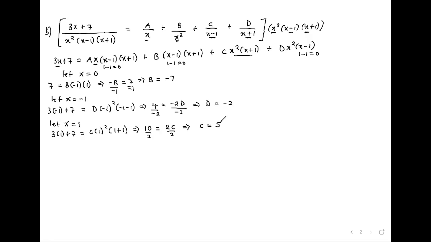So what have I said? If we let your own choice, any number that won't affect this equation here. Let's say x is equal to 2.